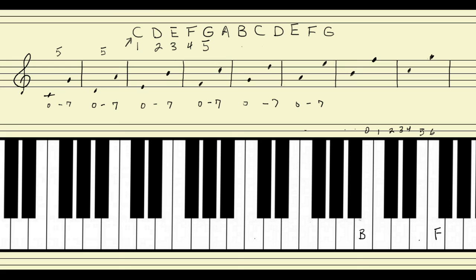Did we count that right? B 0, C 1, C sharp 2, D 3, D sharp 4, E 5, F 6. Could this be correct? Could this one fifth only have 6 half steps, while the rest of the fifths have 7?